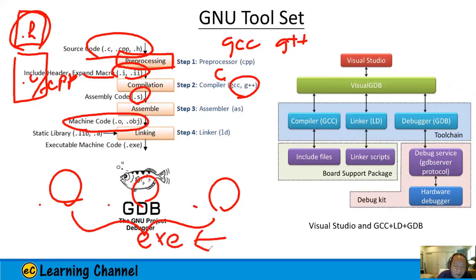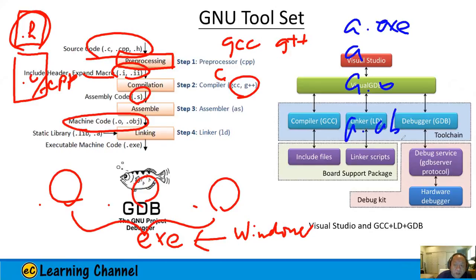But in Windows, it is called an exe file. In Unix, there is no extension. A Unix file can be a.exe, that's fine. It can be a.o, it can be a.obj, something like that. Unix, or Linux, is very flexible with file names. Is that okay so far?